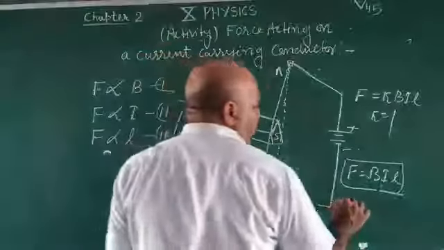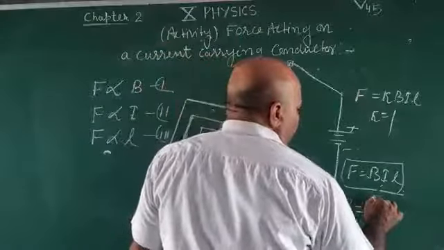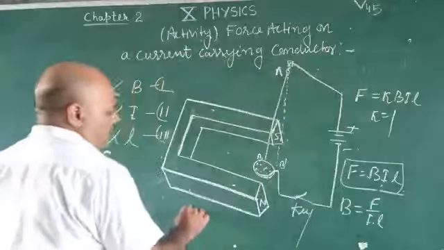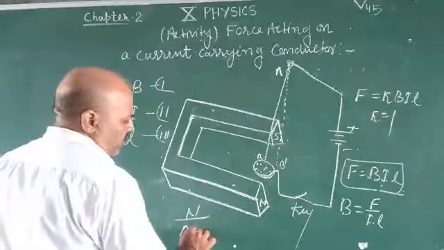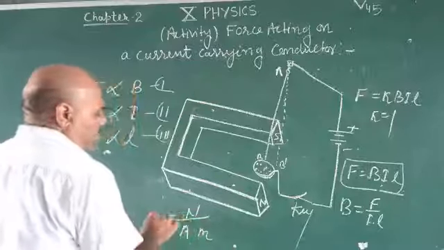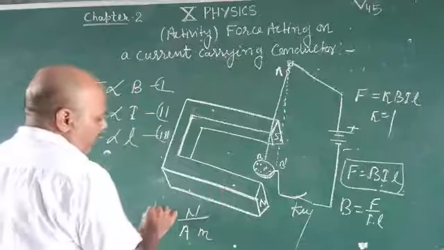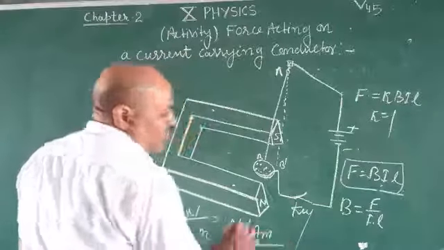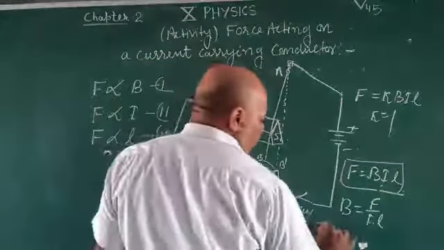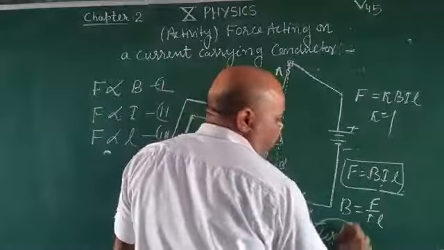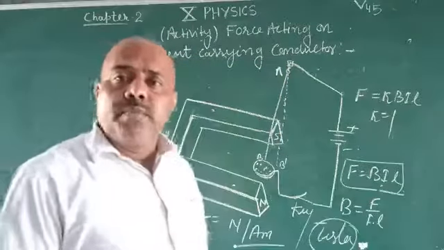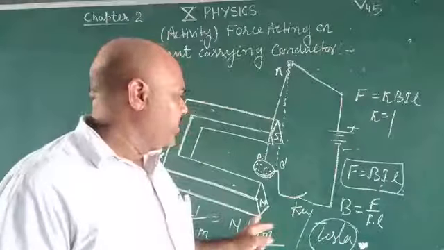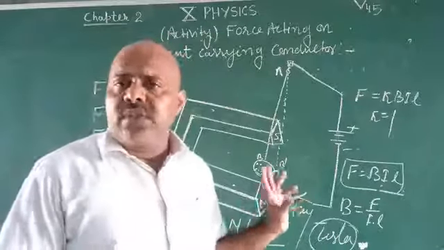From this equation we can find the unit of magnetic field also. B is equal to F upon I into L. Here this is Newton upon ampere into meter. So the unit of magnetic field is Newton per ampere meter, or Tesla. Tesla is the SI unit of magnetic field, and Weber per meter square is also a unit of magnetic field.